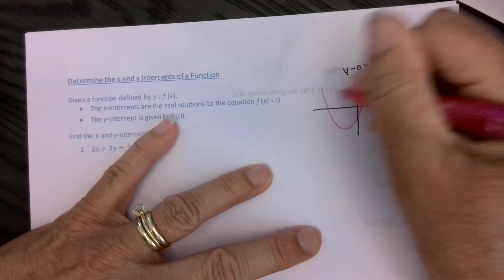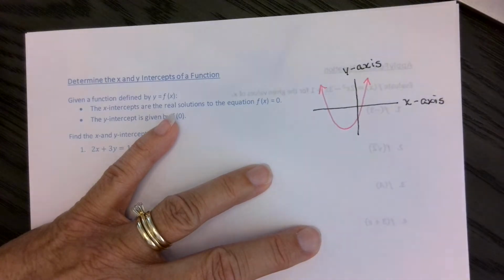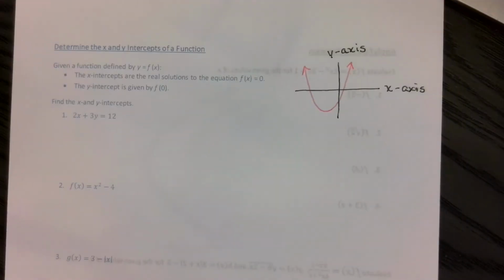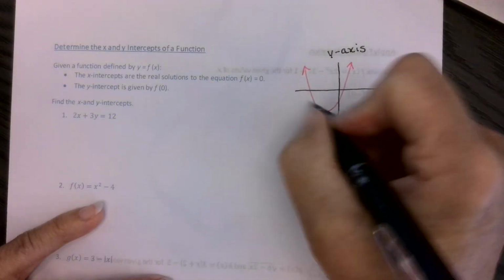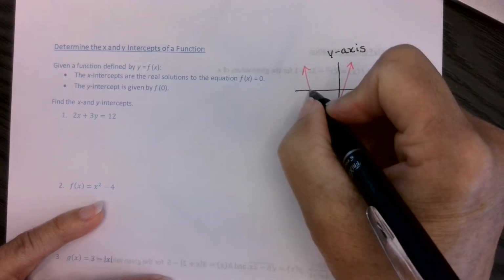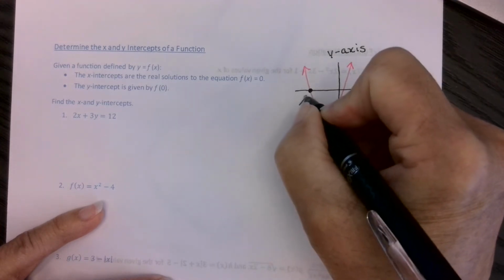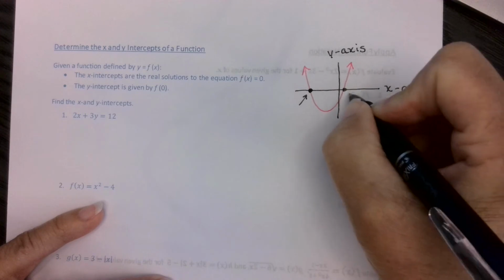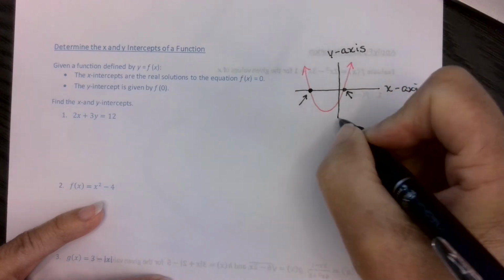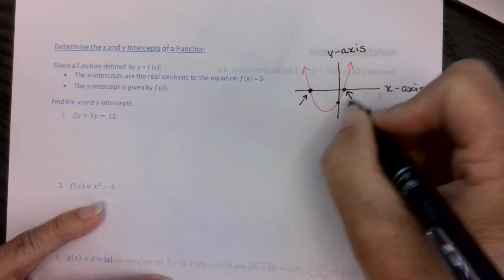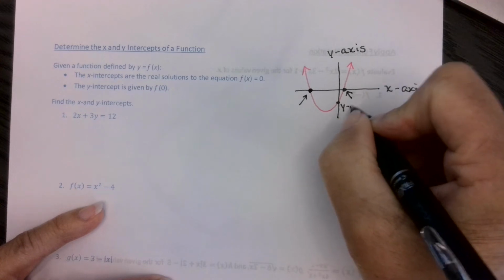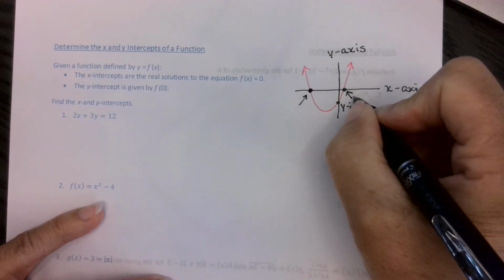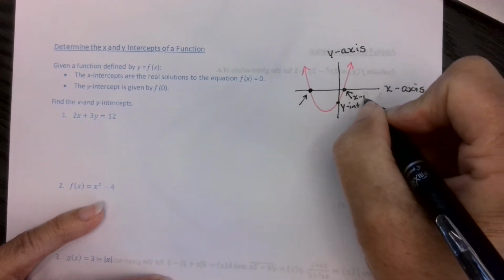I don't know, something like that. It doesn't really matter. Okay? You're going to have, in this particular case, an x-intercept there and there. You're going to have a y-intercept right here, because it's where it crosses the y-axis.